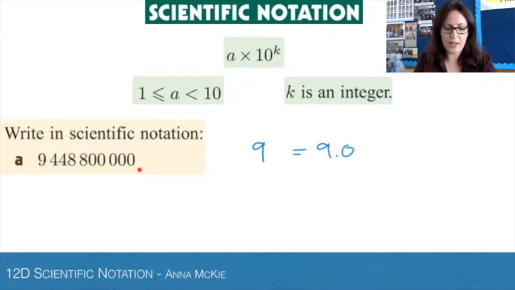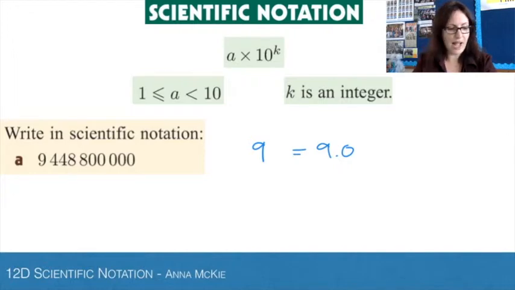So it's here and we need to move the decimal so that the number at the beginning, the a number, is between 1 and 10. So you think about where that decimal could go. Well, if I put it here, it's 944.88. Is that number between 1 and 10? No. So you keep moving it until it is. That would be 94 point something. Here it needs to go 9.4488. So that's our aim.